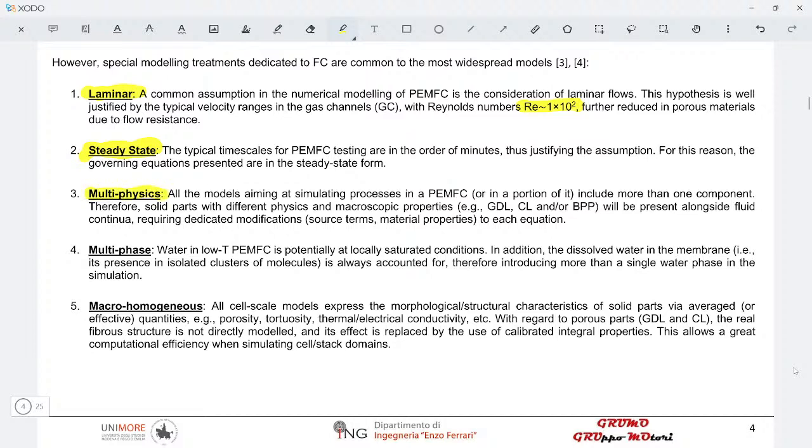Then, number 3, multiphysics. We already talked about this. We will never have a single component in a fuel cell. Apart from basic flows or basic aerodynamic and pressure loss simulations of fuel cells, we always have to talk about more than one physics. We have proper fluid regions, the gas channels, where we have just the fluid. Then we have the porous materials that will require a dedicated treatment. We have the solid parts, the membrane, where we have ion conduction, and the bipolar plate, where we have just electron conduction. So it will always be a multi-physics problem.